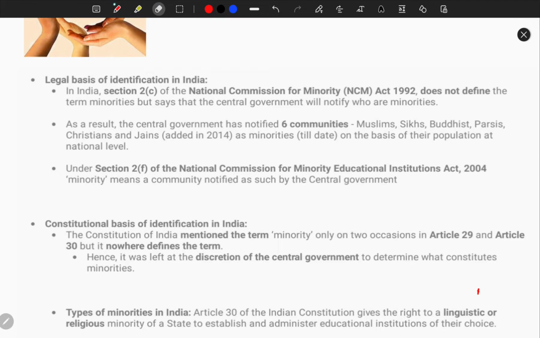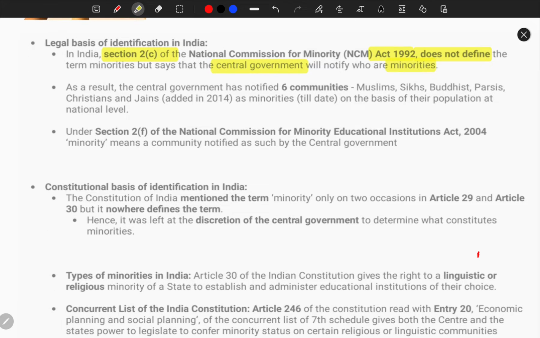But what is the legal basis for minorities in India? Section 2(c) of the National Commission for Minorities, NCM Act 1992, doesn't define minority. There is no proper definition in the NCM Act, but it provides that the central government is the authority that will notify minorities in India. As per the notification, the most recent addition is Jains in 2014. Previously, six communities were notified by the central government: Muslims, Sikhs, Buddhists, Parsis, Christians and Jains.